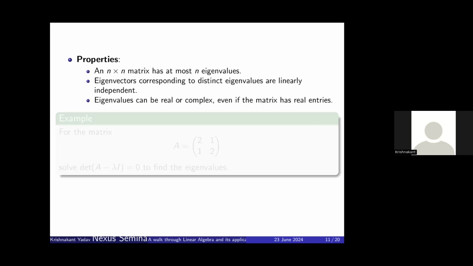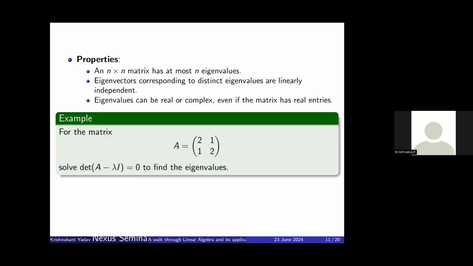So next, eigenvalues can be real or complex, even if we have a matrix with real entries. Consider here matrix A consisting of 2, 1, and 1, 2. If we want to find the eigenvalues, we should subtract lambda I from this matrix and find the determinant, and further on we can get the eigenvalues.